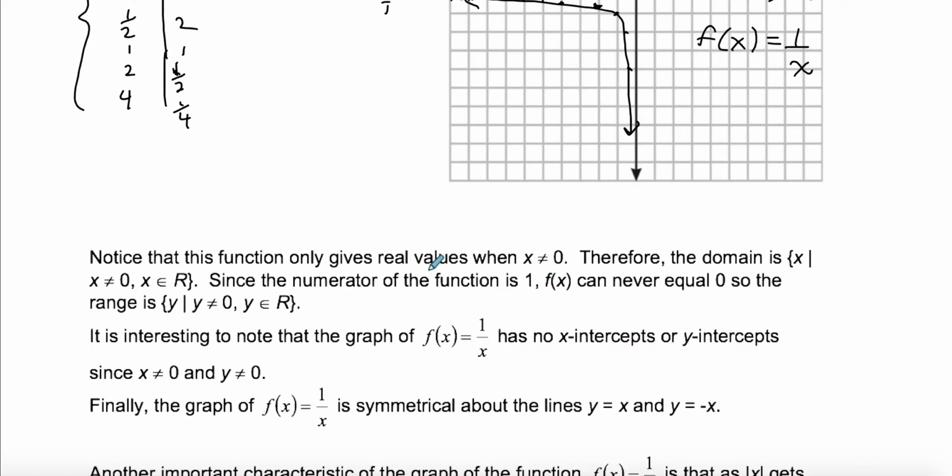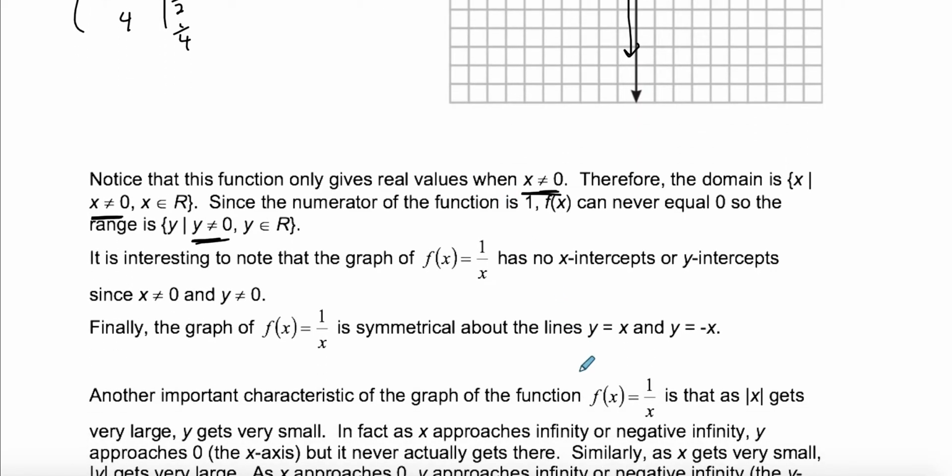So notice that this function only gives real values when x does not equal 0. Therefore, the domain is x such that x does not equal 0, and the range is y such that y does not equal 0. Y is still an element of all real numbers because all of the points in between are connected.